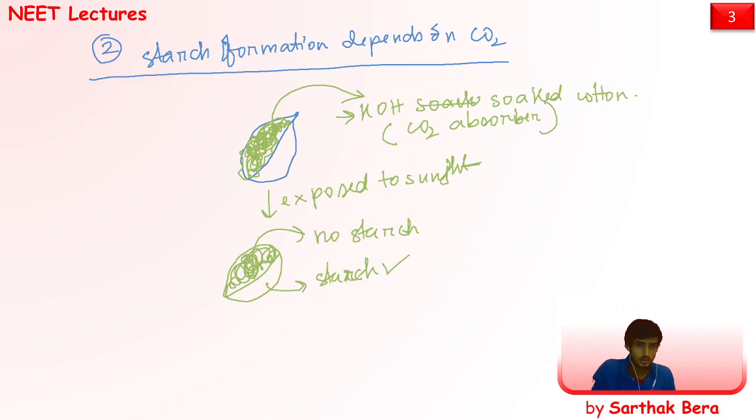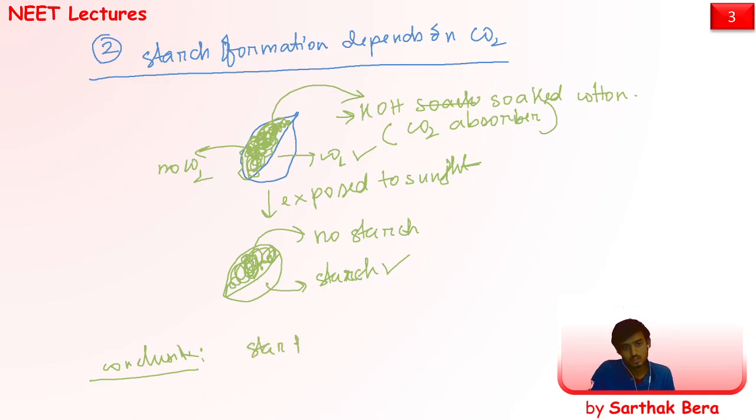The KOH soaked cotton where placed has absorbed all the CO2 around it. So basically here there is no CO2, and here CO2 is available, and where CO2 is not available, starch is not formed. So what is our conclusion from this experiment? Our conclusion is that starch formation depends on CO2. This is our second conclusion, and we have two experiments.